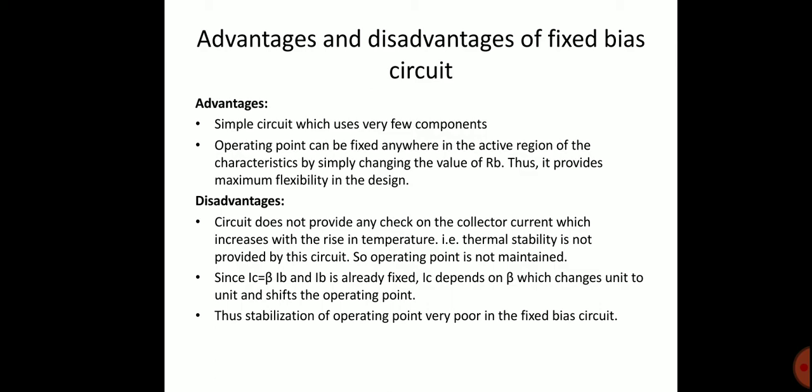Disadvantages: the circuit does not provide any check on the collector current, which increases with a rise in temperature. Therefore, thermal stability is not provided by this circuit, so the operating point is not maintained. Since IC is equal to beta IB and IB is fixed, IC depends on beta, which changes from unit to unit and shifts the operating point. The stabilization of the operating point is very poor in the fixed bias circuit.